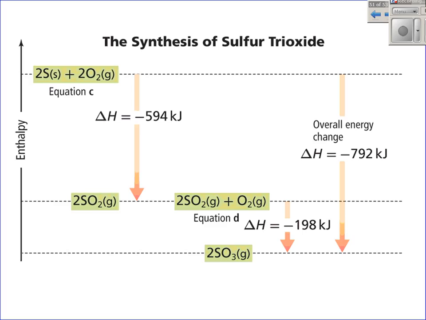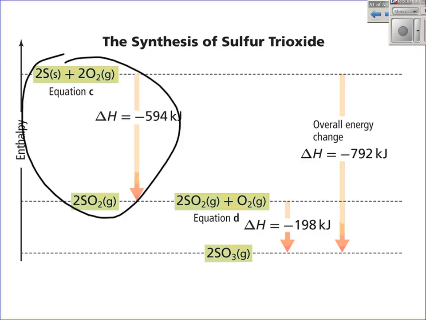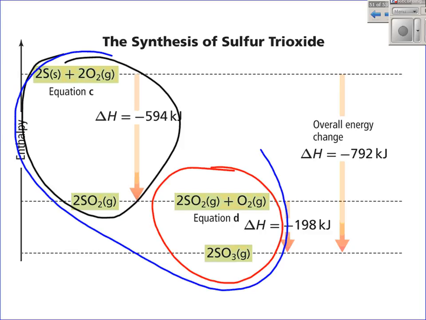To look at this in a little bit of a different way, notice what we did. This was the first reaction right here, and this was the second reaction right here. All we did was say, is there a way we can combine those two to get a total enthalpy? And we did, and that's how we got our total answer of negative 792. Let's go and look at a few more.